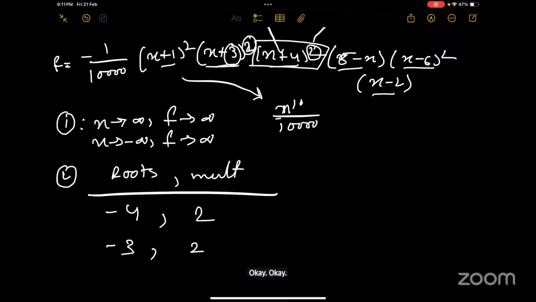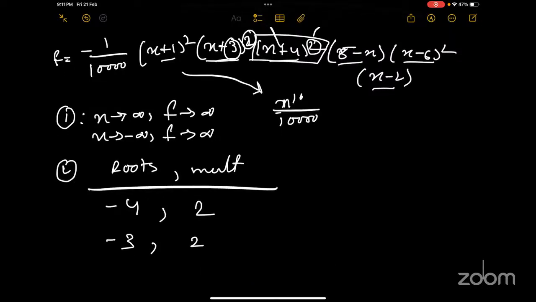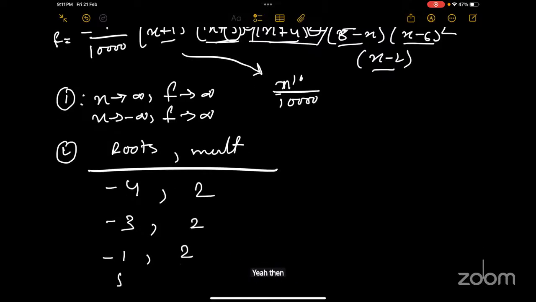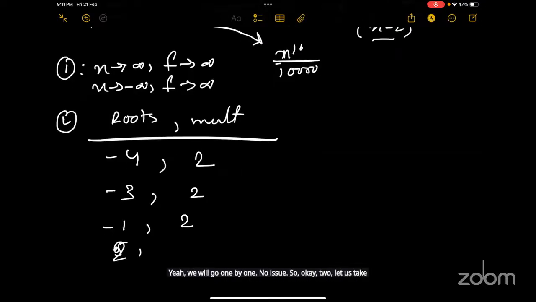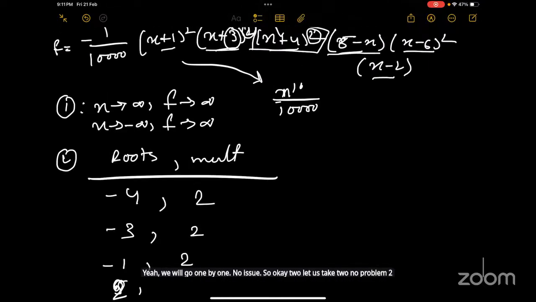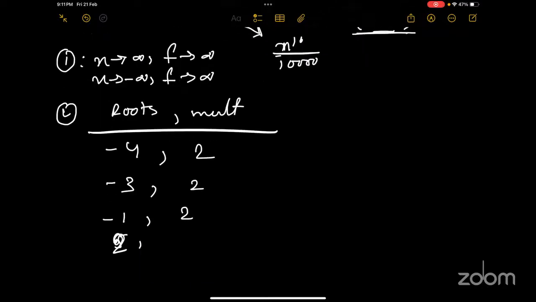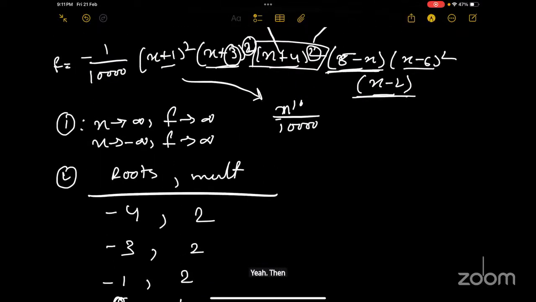Okay. Then what is the next root? Minus 1. Minus 1 with multiplicity? Multiplicity of minus 1 is 2. Then 5 here, right? Then 2, ma'am. Yeah, we will go one by one, no issue. Let us take 2. 2 with multiplicity 1. Then 5 with multiplicity 1.